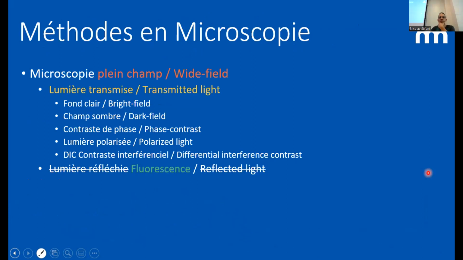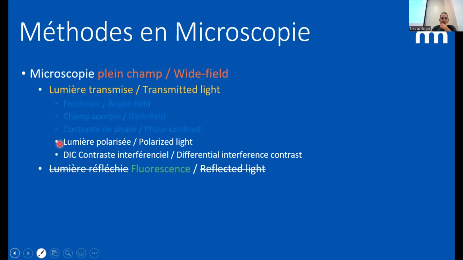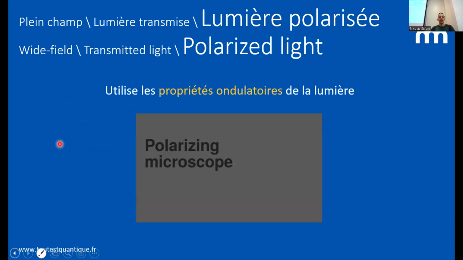So to come back to transmitted light and wide field microscopy. So we are in wide field microscopy. We saw transmitted light, bright field, dark field, and phase contrast. Now we're gonna go into two different sections here to close the transmitted light path. And it's called polarized light and differential interference contrast. And there, another video from toutetquantique.fr.